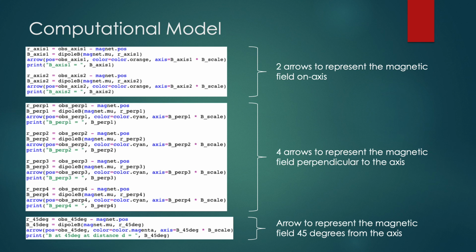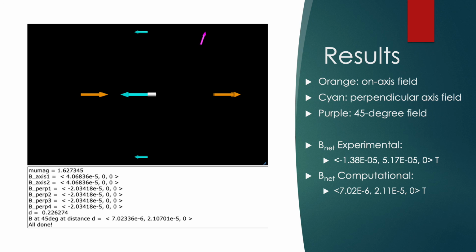Next, I created 2 arrows to represent the magnetic field on axis, one at each observation location. I also created an arrow to represent the magnetic field for each of the 4 observation locations perpendicular to the axis. Finally, I created an arrow to represent the magnetic field 45 degrees from the axis at the observation location I found through experimentation. Here is the output of my program.